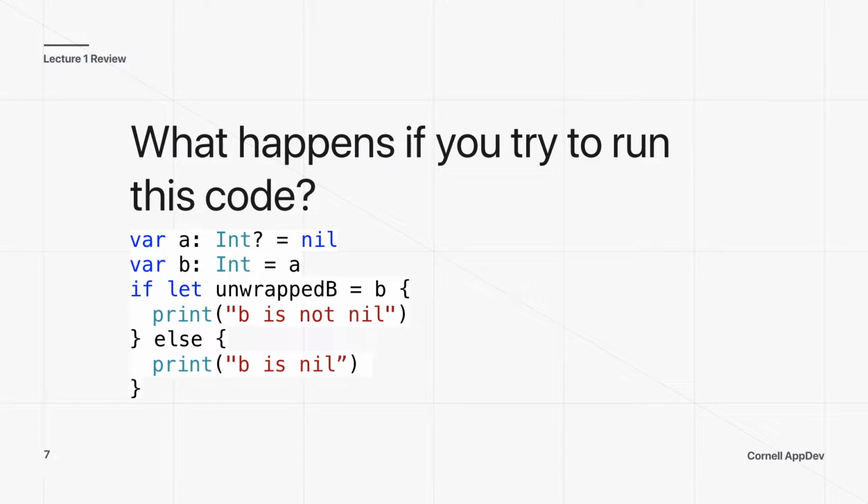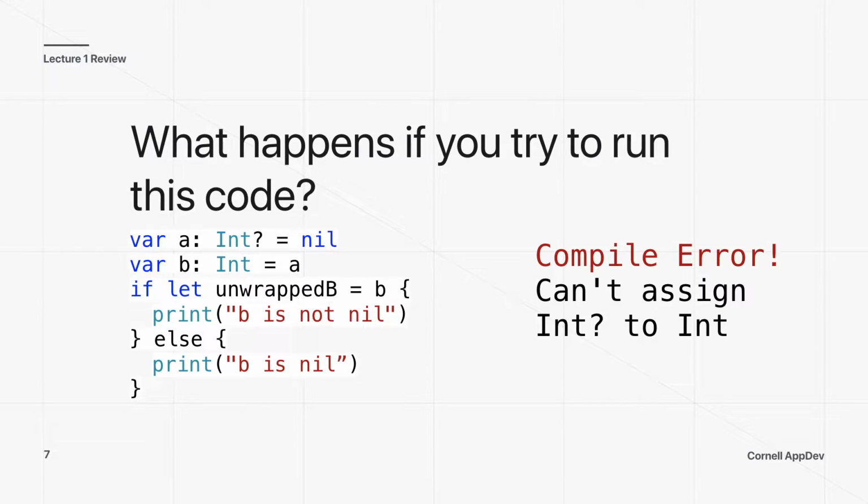So what do you guys think would happen if we run this code? I'll give you guys a little minute to go through it again. Any guesses? Does anyone see anything wrong with this code? Do you have a guess? Yeah. So when it says int equals A, since A is nil, it won't work. That's true. Yeah, so this should actually not be able to compile.